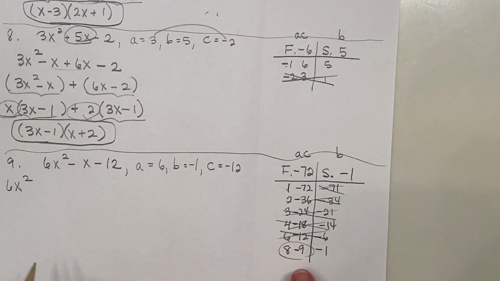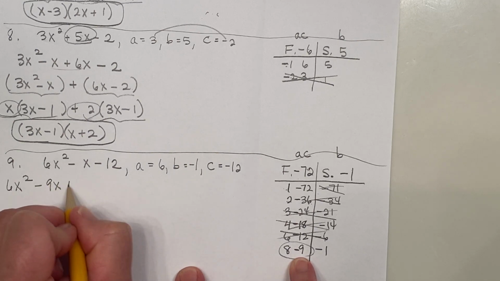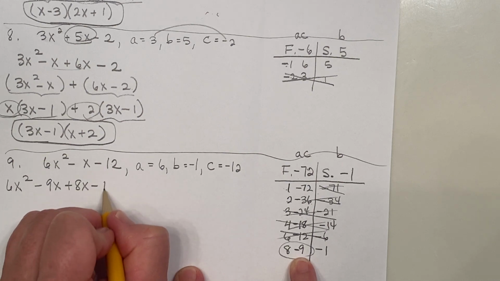So again, I'm going to choose to put the minus 9x first and the positive 8x second to avoid that negative there, and then don't forget the minus 12.